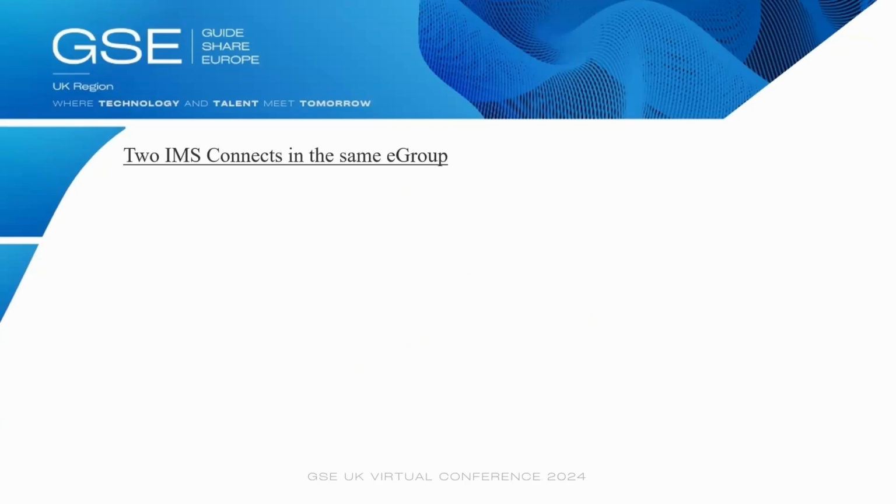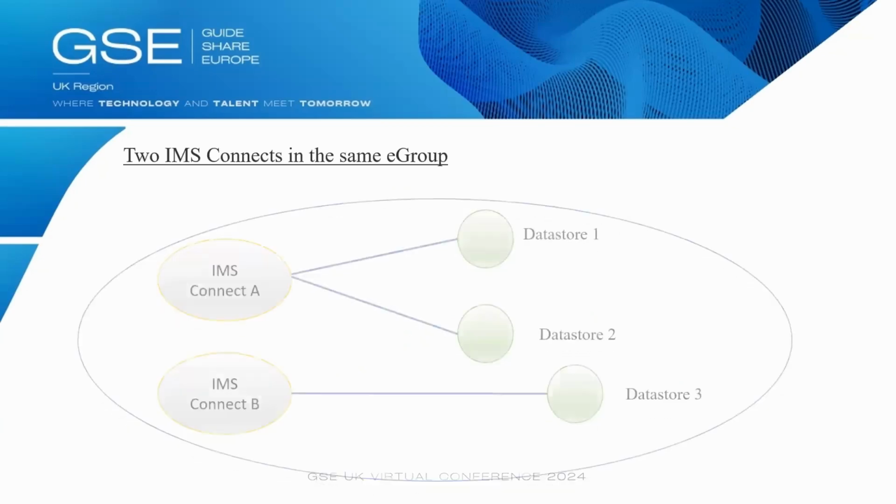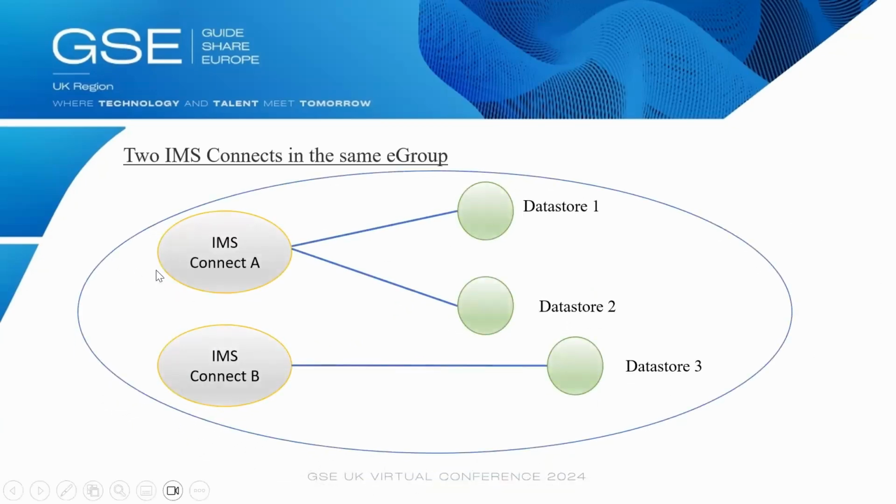And then we have two IMS Connect in the same e-group. So here you see, this is the e-group. This IMS Connect connects with data store 1 and 2, and the IMS Connect B, that is the second IMS Connect, connects with data store 3. But these are all in the same e-group. These IMS Connects will remain in the same e-group.